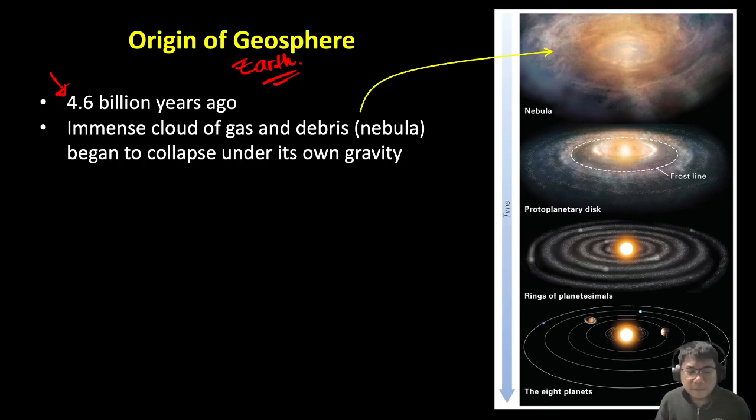So for example, if I ask you to compare the age of Mars and the Earth, well, they're both the same. 4.6 billion years old, and that's the same case with the sun as well. The sun would have the same age, which is about 4.6 billion years ago. So my point here is that every object in our solar system has the same age. The formation of the solar system started out with this immense cloud of gas and debris that we have here in this region, which is called the nebula, which began to collapse under its own gravity.